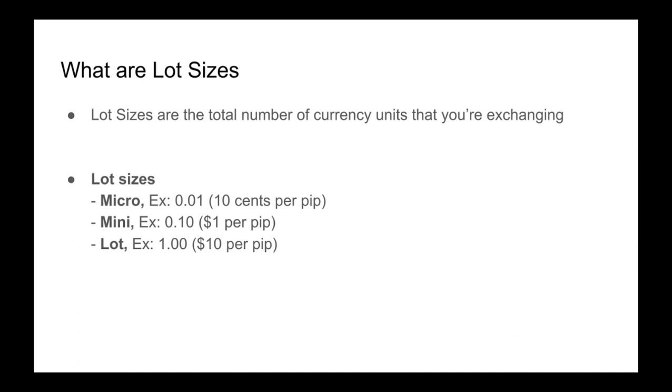Now if you moved up to what we call a mini, or a dollar per pip, what you'll see in trades as a 0.10, this is a little more. This is $1 per pip. So that 190. Oh, I'm sorry, a micro. No. Yeah, a mini would have been $1 per pip, which is $190. You see how just going from 10 cents per pip to $1 per pip drastically changes how much you make.